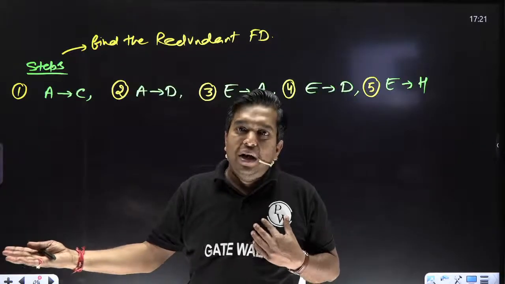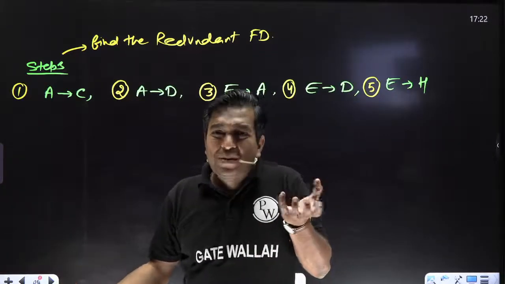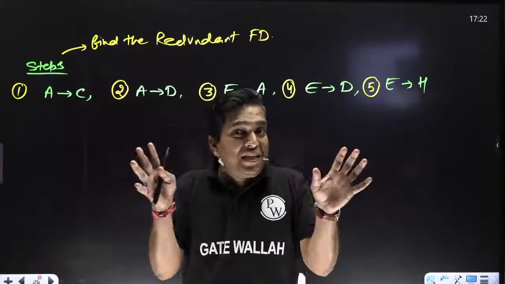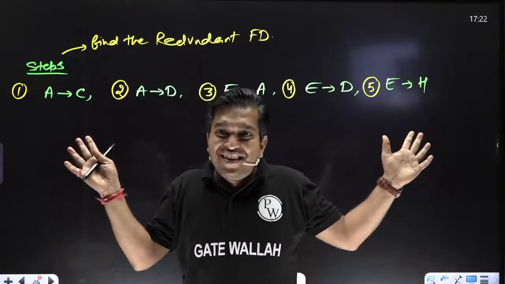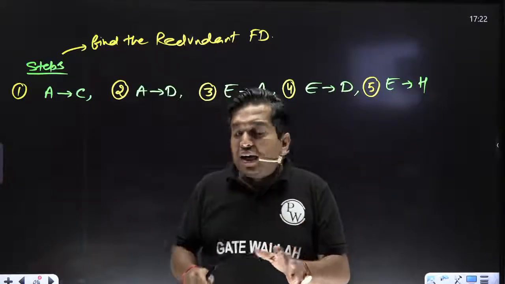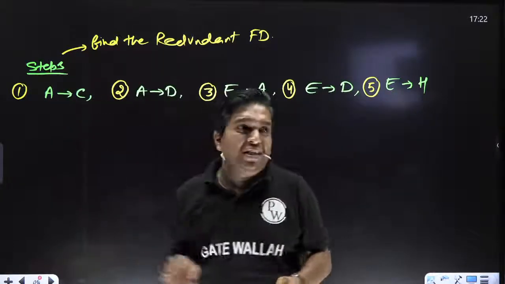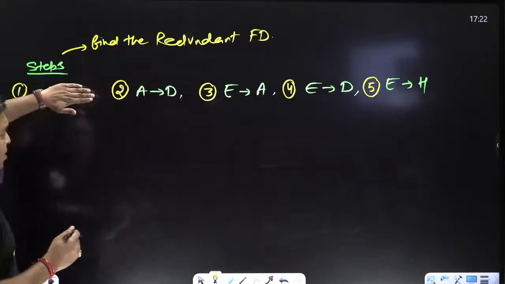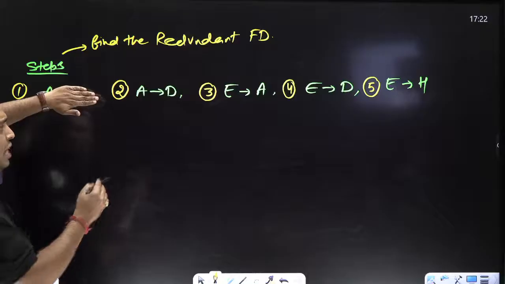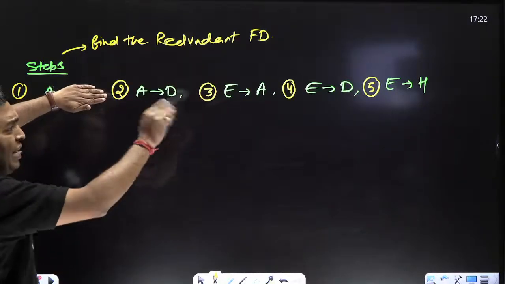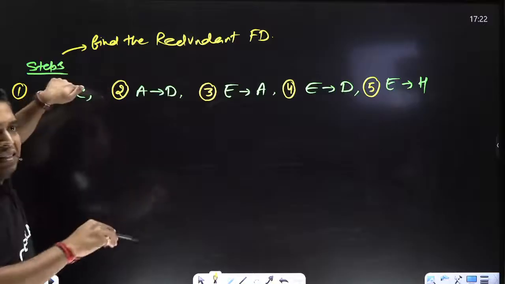Are you getting my point? Please make the concept simple. These are lovely concepts. Don't make it complex and don't fear. Sir is here. Again, I am saying, A tends to C is extra. When it is extra, if I forget this one, then from all the remaining FDs you are getting A to C, then this one is extra.